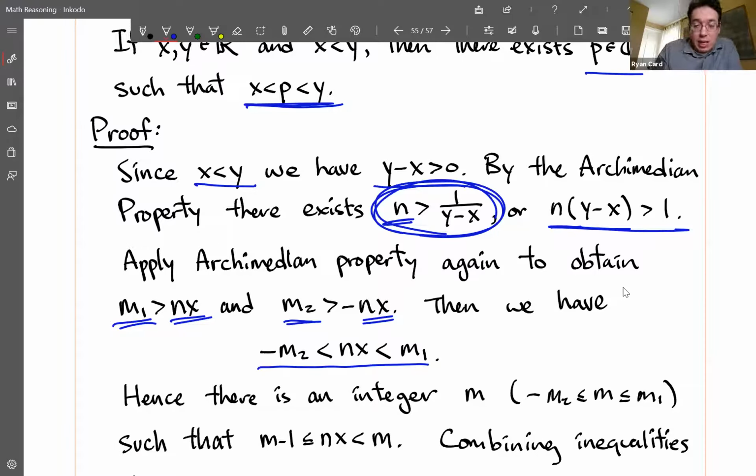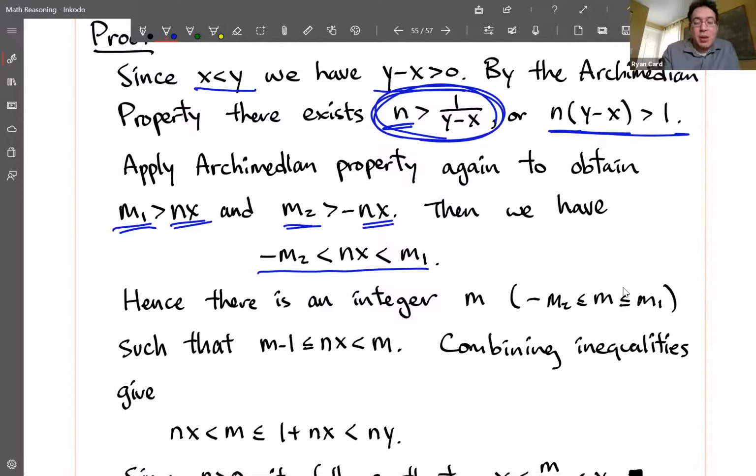Notice in this expression, if I divide all three sides by n, we'll get the real number x that is pinched between two rational numbers, negative m2 over n and m1 over n. But that's not what we want to prove, right? It's not that we want the real number to be between two rational numbers. We want to find a rational number between the two numbers x and y. So we'll have to do a little bit more work here.